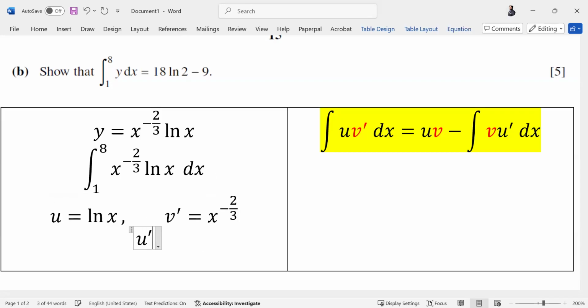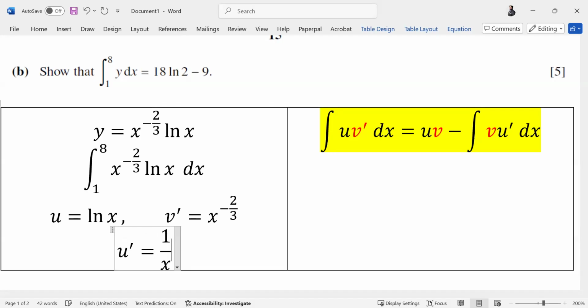How do you get u dash? How do you get u dash from u? Differentiate. So what is the derivative of ln x? 1 over x. And how do you get v from v dash? V dash is what you already have, and you need to find v.